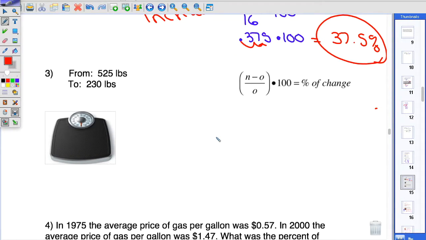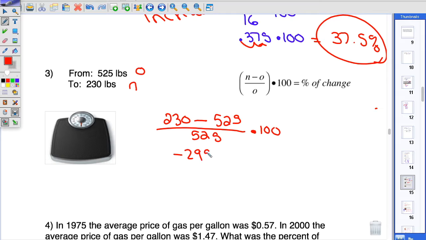All right, from 525 pounds to 230 pounds. So this is our old 525, our new is 230. So it's 230 minus the old, which is 525, divide by the old 525, and then multiply it by 100. 230 minus 525 gives you a negative 295. So we can see because it's negative, it's going to be a decrease. Divide that by 525.